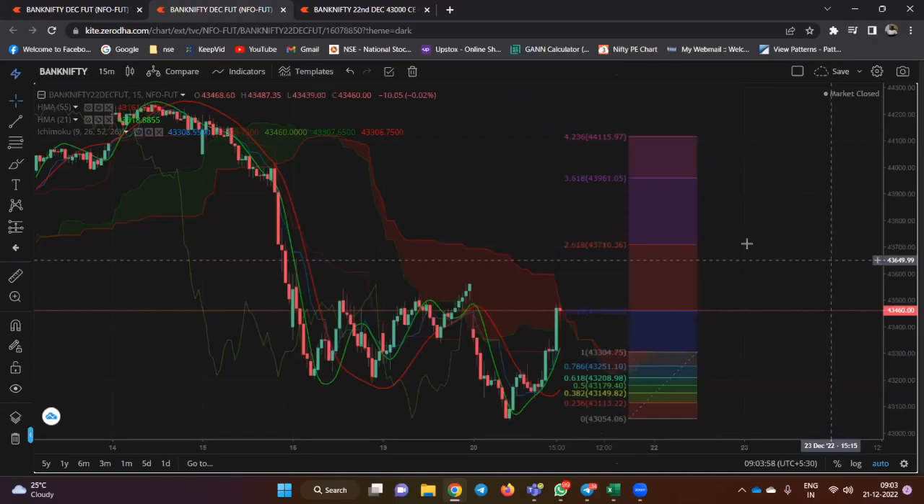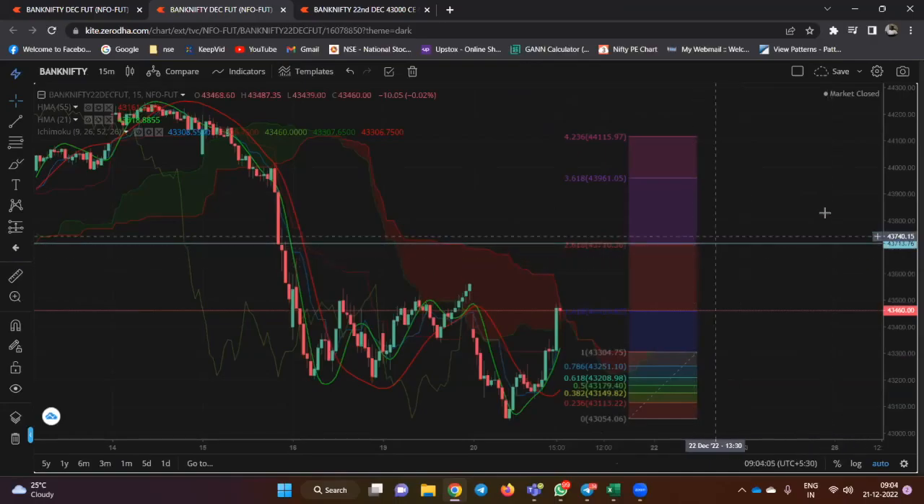For example, the print is representing the same case. Two days back, I told a similar entry and exit. Ideally, you should expect Gift Nifty to open here. If it doesn't open here, it may open somewhere here, along with the 43,000 call, target 1 and target 2 to here.